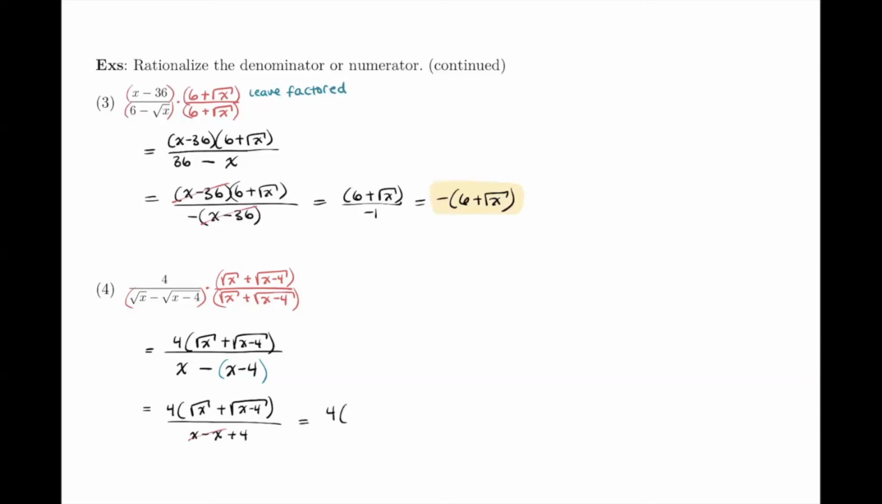Up top, we have 4 times the square root of x plus the square root of x minus 4. And in the bottom, we're dividing that whole thing by 4. Here up top, the entire thing is multiplied by 4. Then we are dividing the entire thing by 4. So 4 divided by 4 gives us 1. So when we cancel those, we are just left with the square root of x plus the square root of x minus 4. Now we have rationalized the denominator here because remember that the denominator in an expression like this is really considered to all be over 1, and so we have done our job.